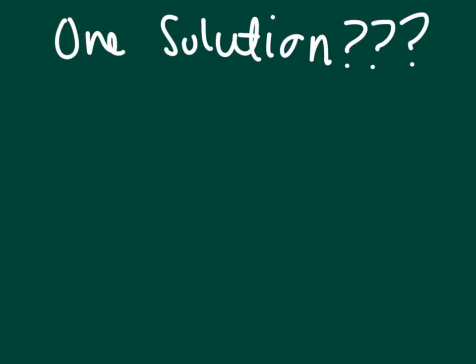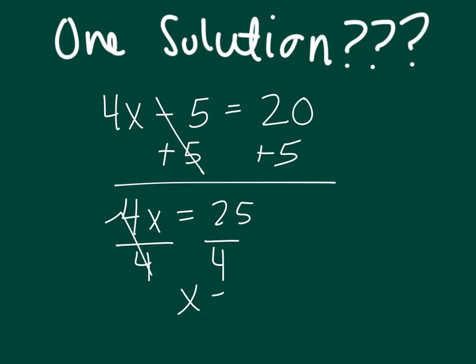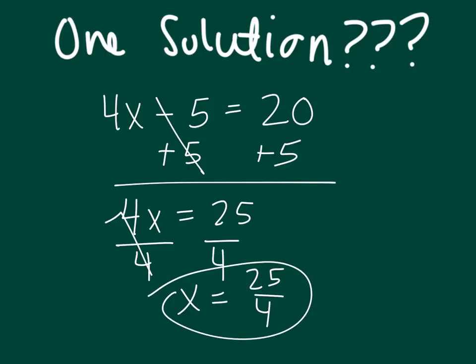So say we had a problem and it was 4x minus 5 is equal to, let's go with 20. What are we going to do? We're going to add 5 to both sides, and we see that 4x is equal to 25. Then we divide by 4, and x is equal to 25 over 4. That's one solution for that equation. You can only plug in 25 over 4 for x to get the answer to this equation.